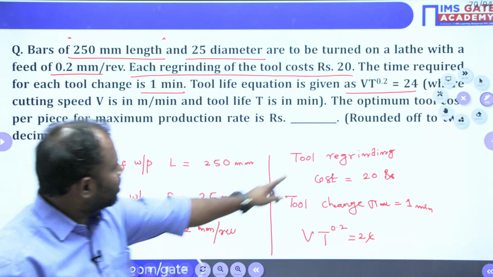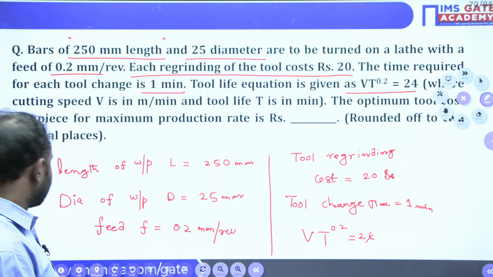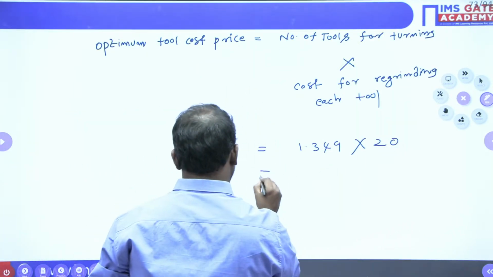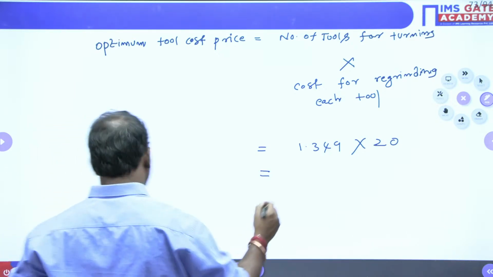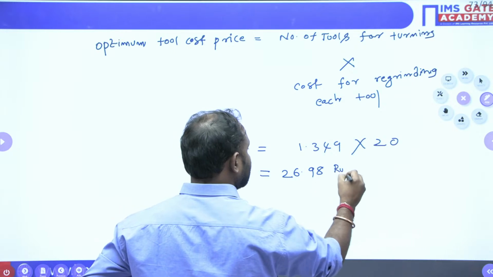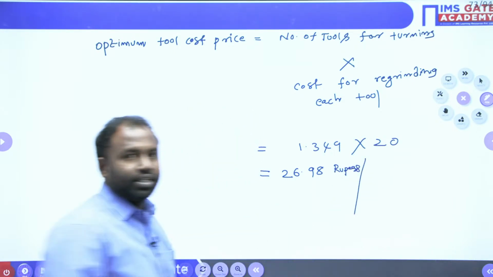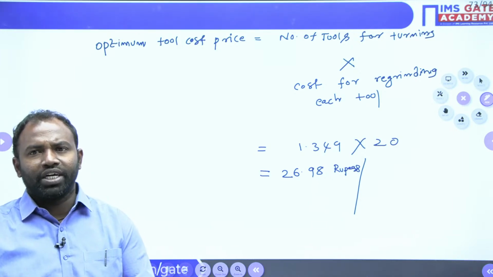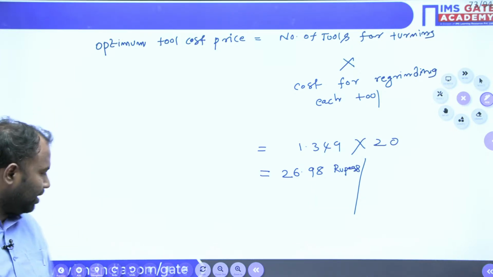So what is the cost of regrinding each tool? 20 rupees. Now multiply this by 20, so that you are going to get 26.98 rupees. Right, like that you are supposed to calculate this particular question. So understanding the question is important, guys.